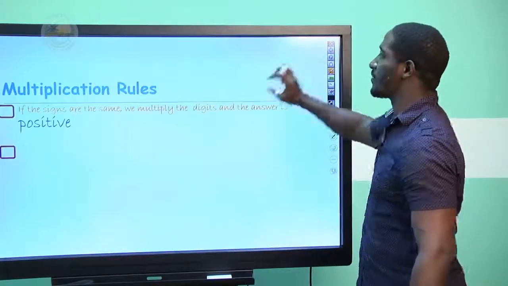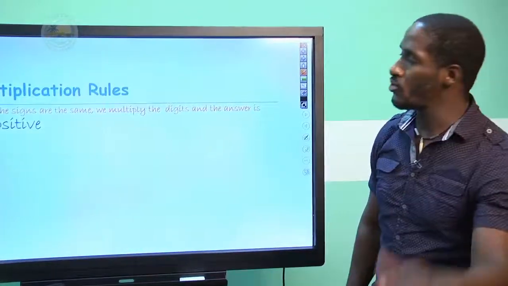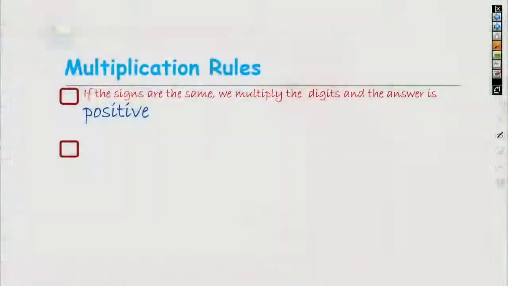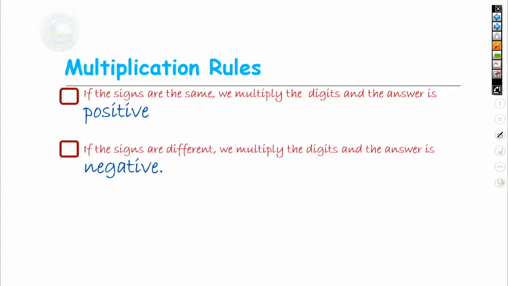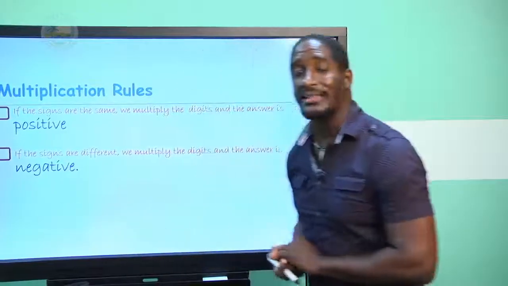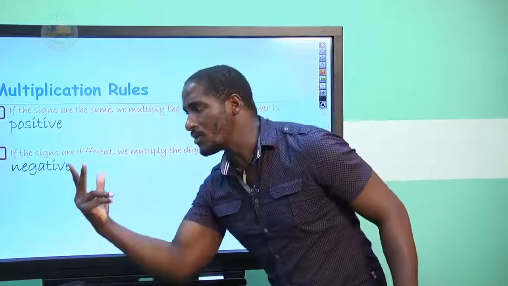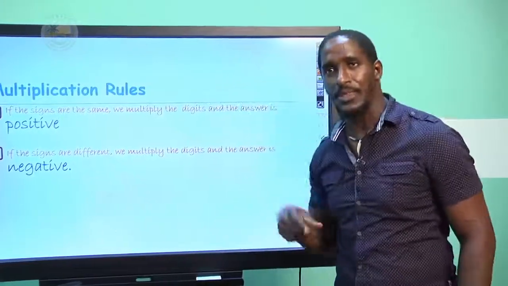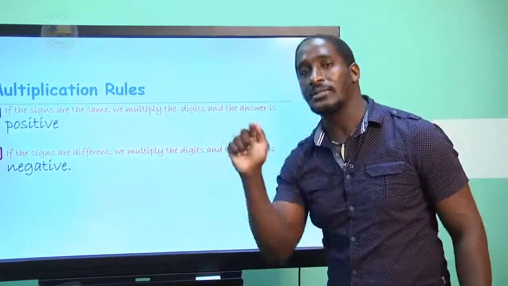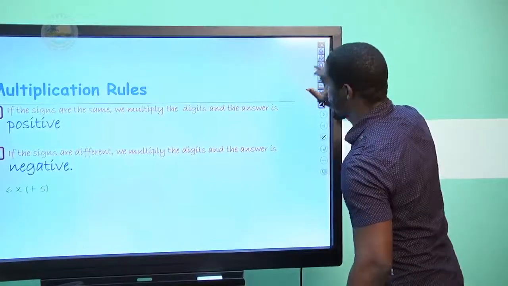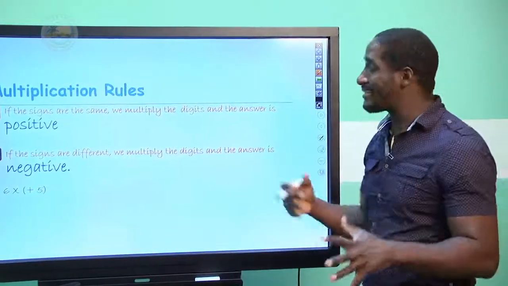For multiplication, our rules are these. First rule, if the signs are the same, we multiply the digits and the answer is positive. Second rule, if the signs are different, we multiply the digits, but the answer is negative. So it says, when multiplying, if the signs are the same, multiply the digits, your answer is positive. If the signs are different, you multiply your digits and the answer is negative.